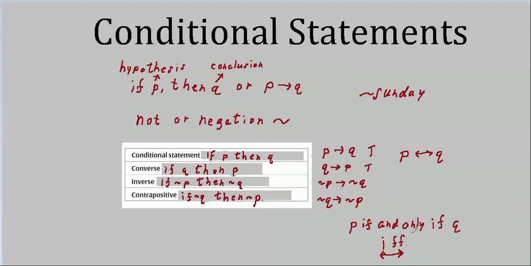P-I-F-F-Q as a shorthand for if and only if, or the shorter shorthand is just the arrow going both ways, which is also the symbol we used for a line. When you put it in between P and Q, it doesn't mean line, it means biconditional. And this is an extremely important type of condition, meaning that it goes both ways.